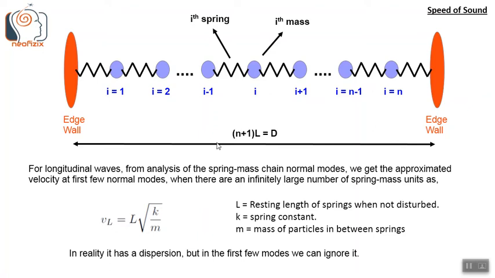Here the subscript refers to the longitudinal waves, but this alphabet L refers to the resting length of the springs when they are not disturbed. So each of these springs has a resting length of L, capital L, and K is the spring constant, and M is the mass of the particles in between these springs. All these circles in violet color, these are all the mass particles, and they have mass M each. So VL equals L into square root of K by M. So this is the speed. In reality, it has a dispersion, but in the first few normal modes, we can ignore it.